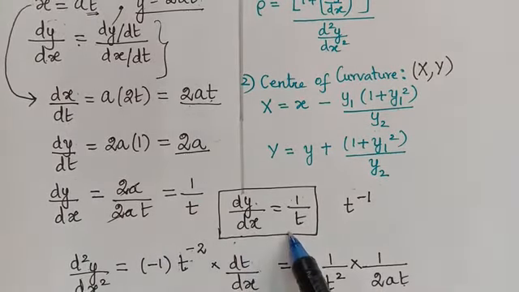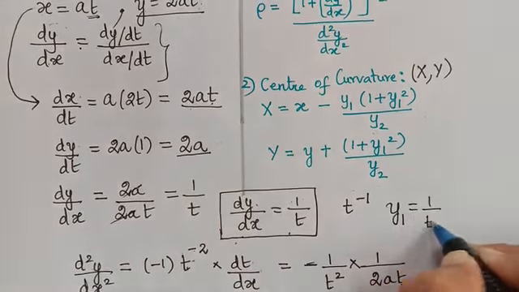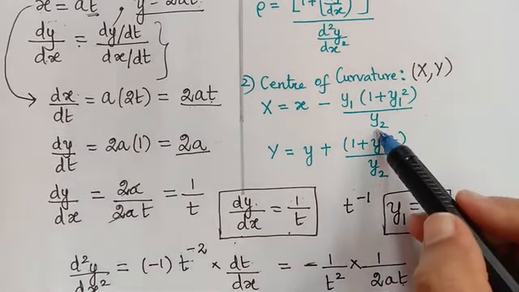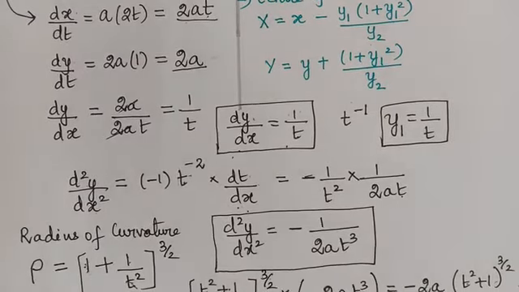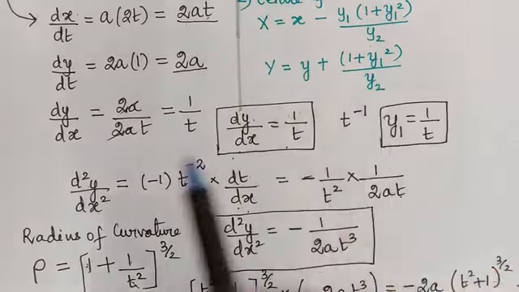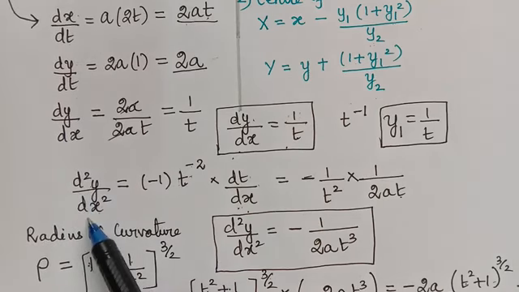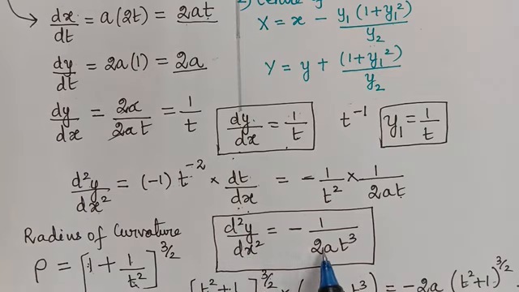Actually it is equal to 1 by t. So therefore y1 is equal to 1 by t. So we are already having y1 here. Now next we need y2 also. So what is y2? y2 is the second derivative of y with respect to x, that is d squared y by dx square. So this is our y2, which we have found to be minus 1 by 2a t cube.